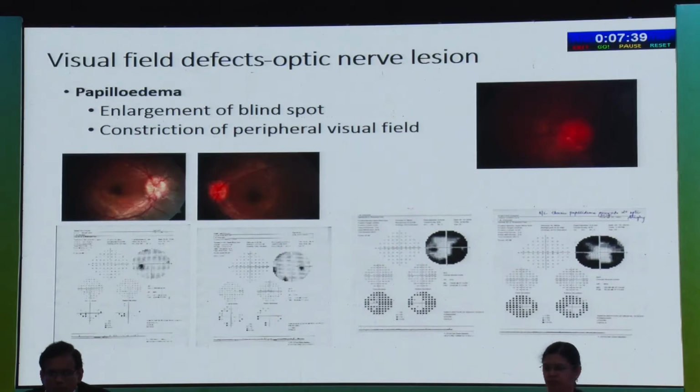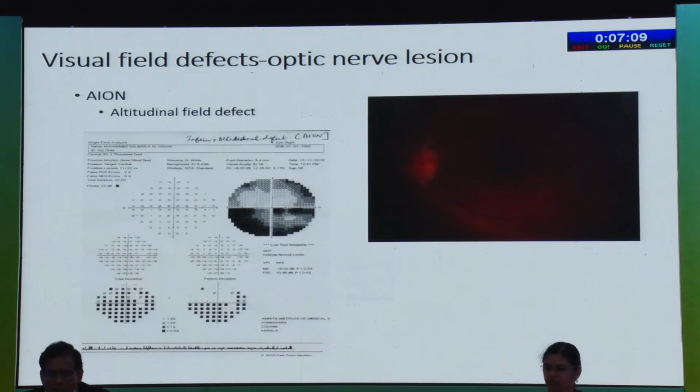In early papilledema, the field is usually normal. When the papilledema is chronic, we can get either enlargement of the blind spot or constriction of the visual field. As you can see here, there is constriction of the visual field. That is an indication for acute intervention to prevent visual loss or optic atrophy. In AION, we get an altitudinal field defect.